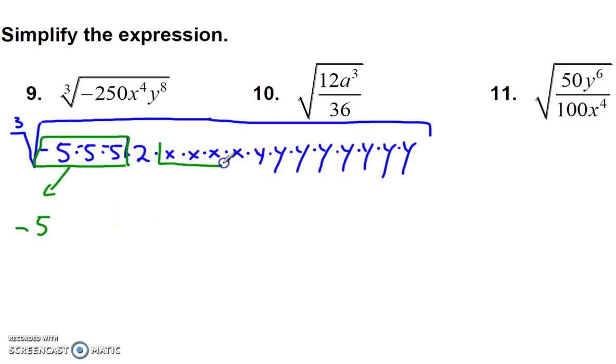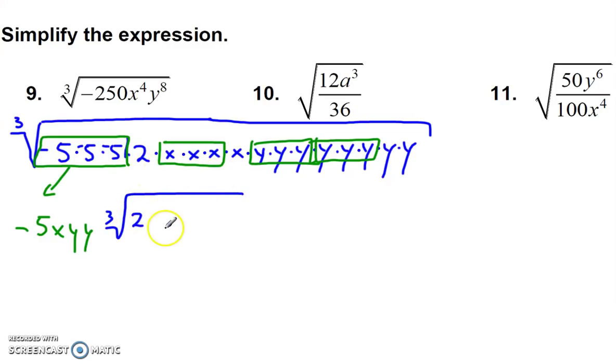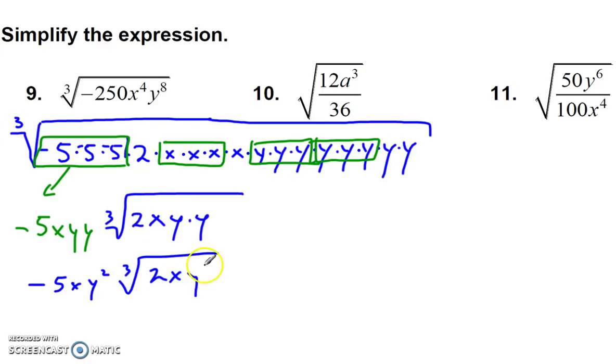Here is another cube, 3 equal factors, so I get an x. There's another cube right here, so I get a y. And then there's another cube right there, so another y. And then everything else stays under that cube root, 2x and 2 y's, y times y. And then we'd rewrite that as negative 5x y squared, cube root of 2xy squared.